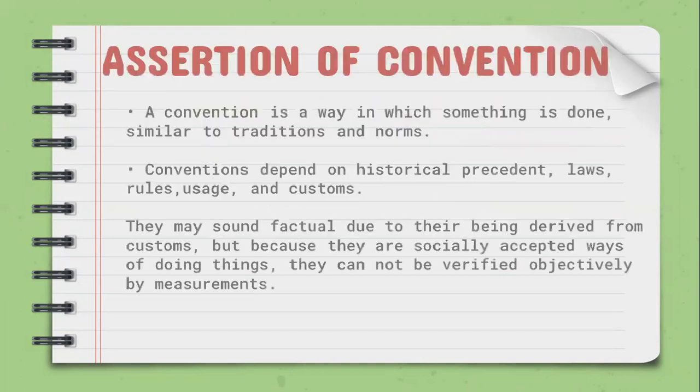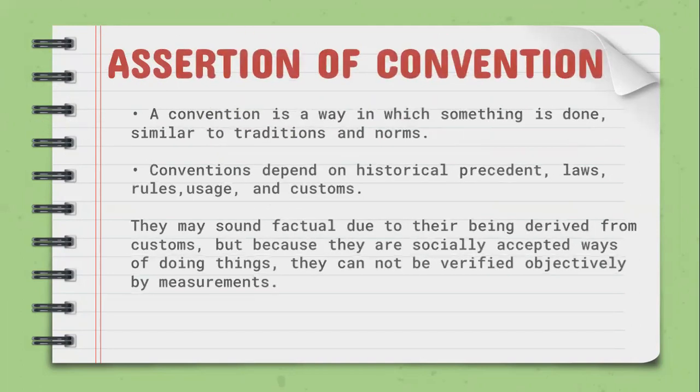Moving on to our second type of assertion, it is the assertion of convention. A convention is a way in which something is done, similar to traditions and norms. Conventions depend on historical precedent, laws, rules, usage, and customs. They may sound factual due to their being derived from customs, but because they are socially accepted ways of doing things, they cannot be verified objectively by measurements.